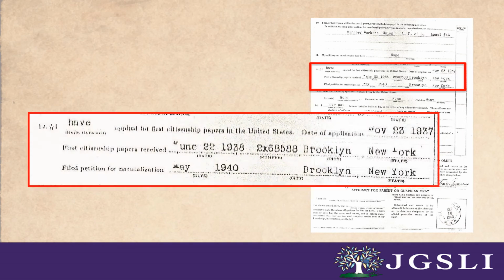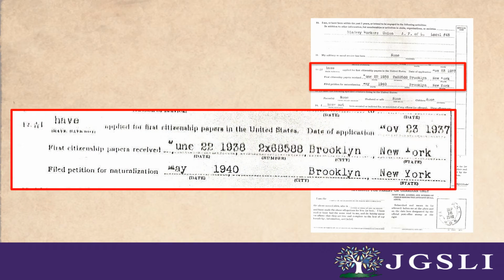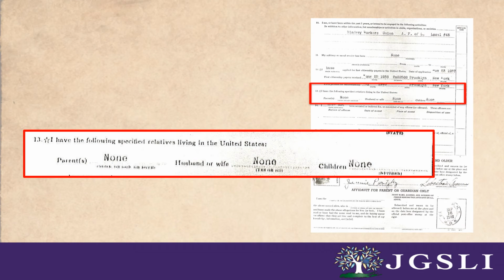Number 12. If the registrant was in the process of becoming a naturalized citizen, question 12 asks for the steps that would have been taken with the dates and locations for any filings. This individual already filed their intention and petition papers, and we can use this information to find those documents. Number 13. If the registrant has certain family members in the United States, they would be disclosed here. The question asks specifically for parents, spouse, and children.